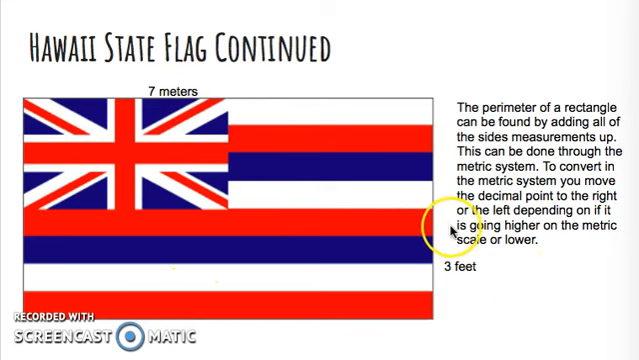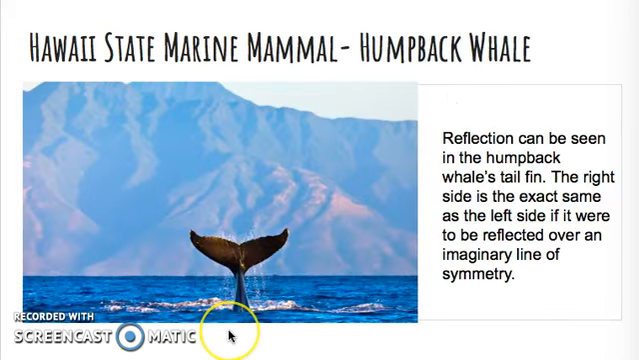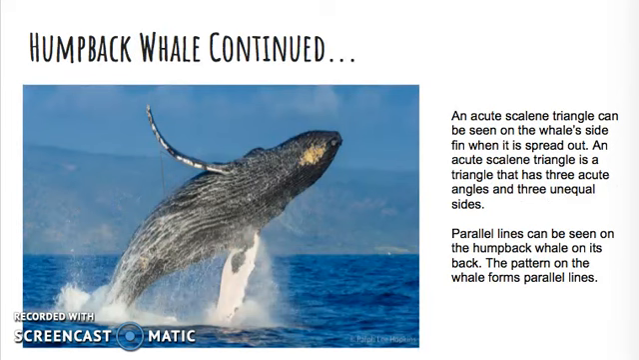This can be done through the metric system. To convert in the metric system, you move the decimal point to the right or to the left, depending on if it is going higher on the metric scale or lower. The Hawaiian state marine mammal is the humpback whale. You can see reflection in the whale's tail right here. And then you can also see an acute scalene triangle in the whale's side fin, as well as parallel lines on its back.